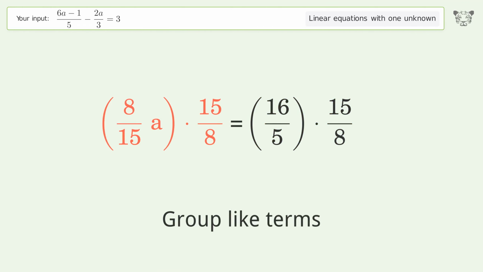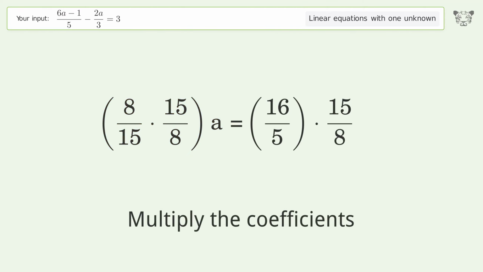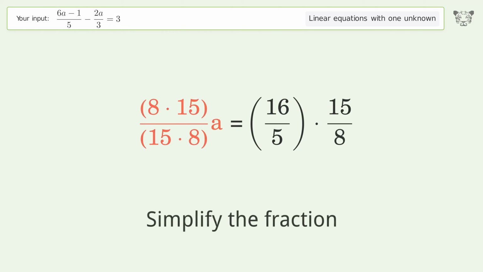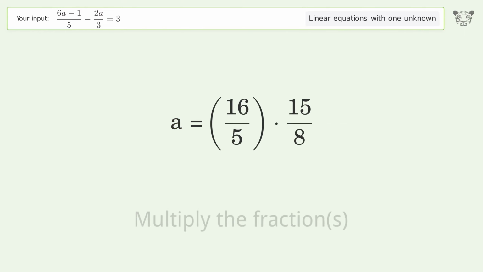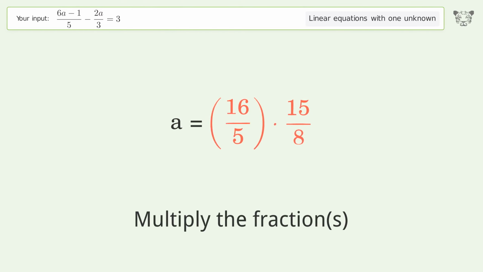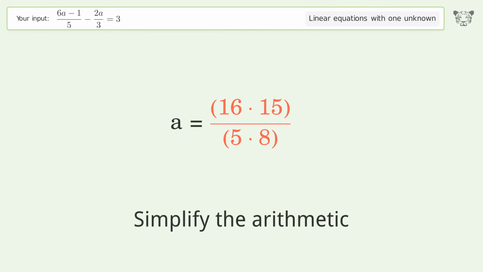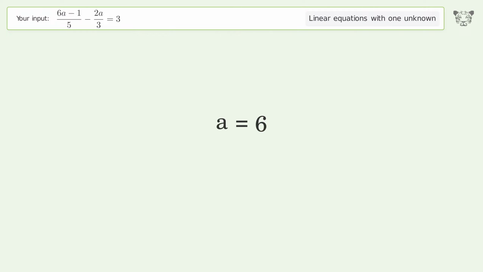Group like terms. Multiply the coefficients. Simplify the fraction. Multiply the fractions. Simplify the arithmetic. And so the final result is a equals 6.